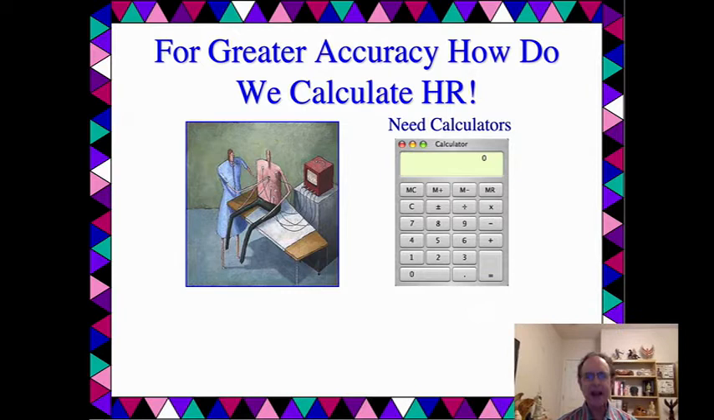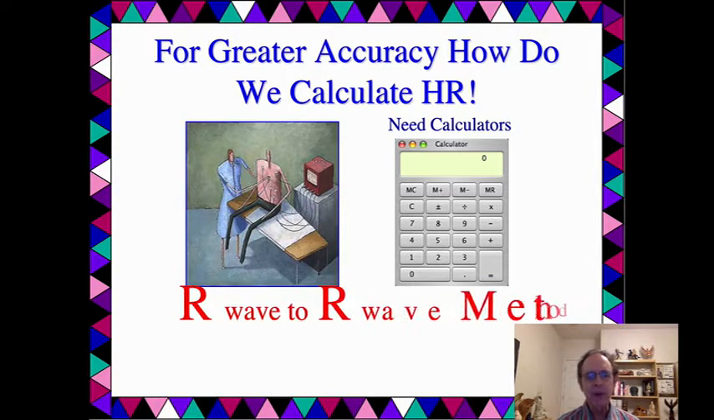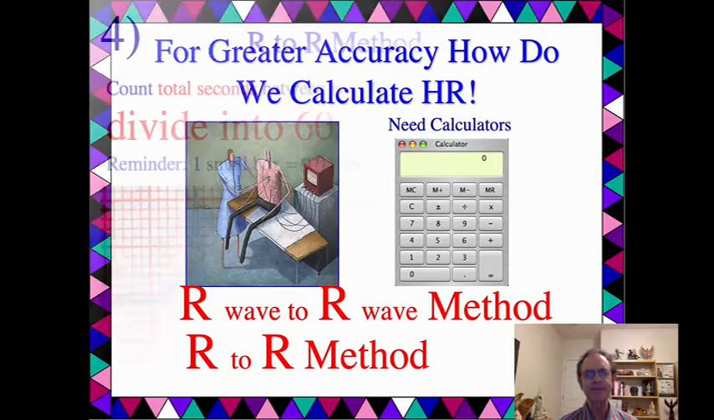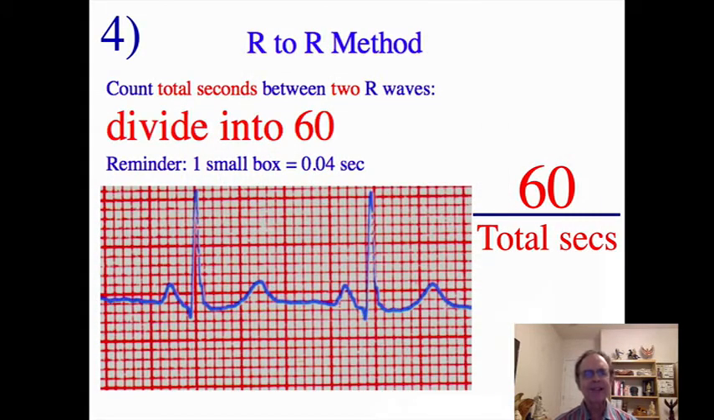For greater accuracy, how do we calculate heart rate? We use a technique called the R-wave to R-wave method. You'll often hear it referred to as the R to R method. Let's learn it. And you notice this is number 4 on your exam, question number 4.